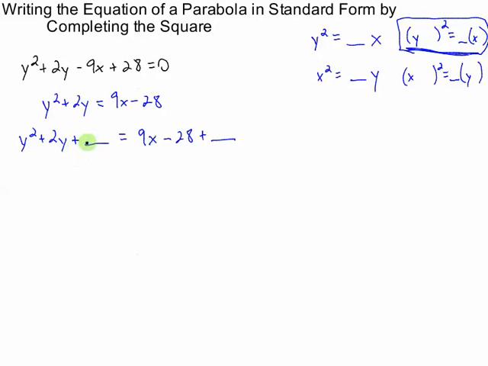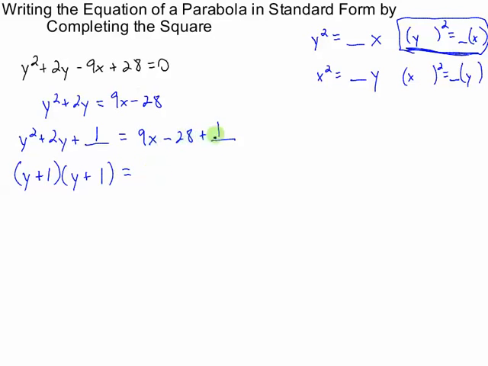Alright, let's figure out what to add. To get y squared, and I want to use two binomials that are the same, I have to have y and y. To get two numbers that add to 2 and are the same, I'd have to use 1 and 1. Then 1 times 1 is 1, and that's what goes here. So I have to add 1 to both sides.